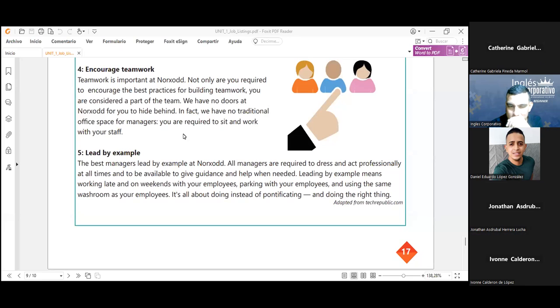Weekends with your employees, working with your employees, and using the same bathroom as your employees. It's all about doing instead of pontificating and doing the right thing. Okay.